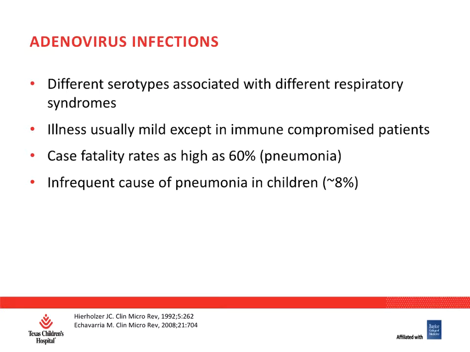Adenoviruses: there are, of course, different serotypes of adenovirus that are associated with different types of respiratory infection. Many times these are milder infections, except in certain patient populations like those that are immune compromised, in which case the case fatality rates can be quite high, mostly due to adenoviral pneumonia. In kids, we do see adenovirus, but it's a less frequent cause of pneumonia in that age group.